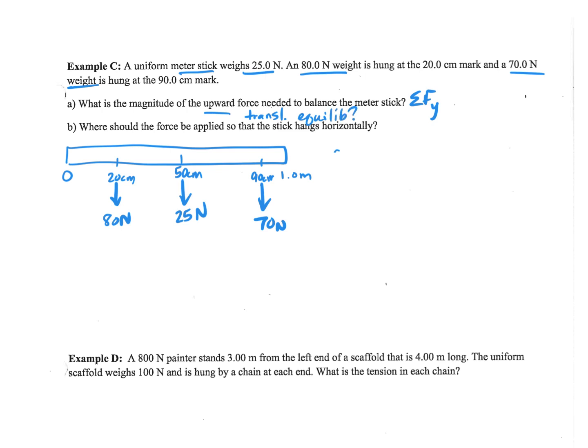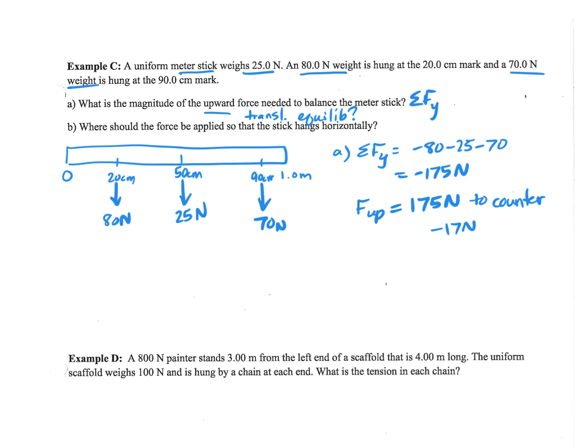So we're going to do our sum of forces. So for part A, we're going to do our sum of forces in the y direction. We have negative 80 minus 25 minus 70. So that gives us what? Negative 175 newtons. So for it to be in translational equilibrium, the upward force should equal positive 175 newtons, shouldn't it? To balance out the 175 downward. Make sense? So to make it into translational equilibrium, we need positive 175 newtons.